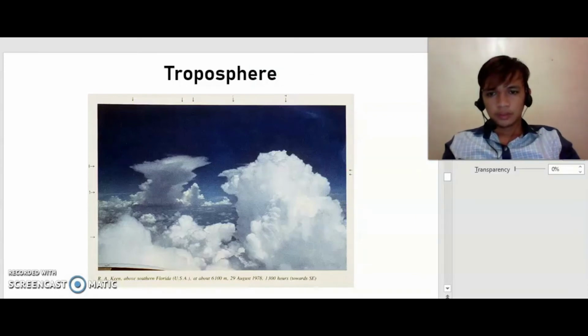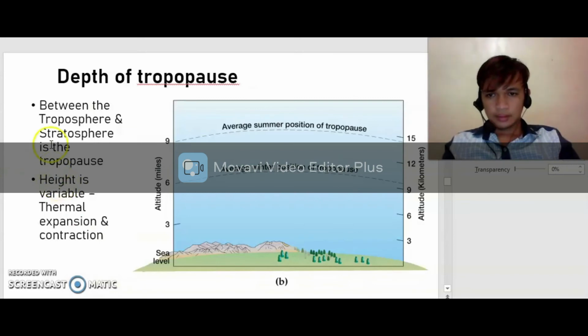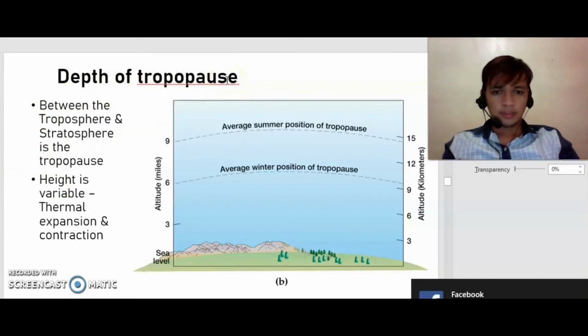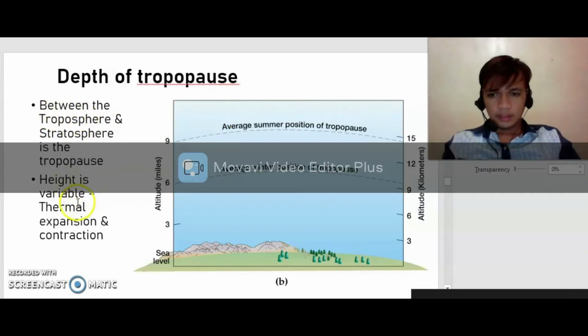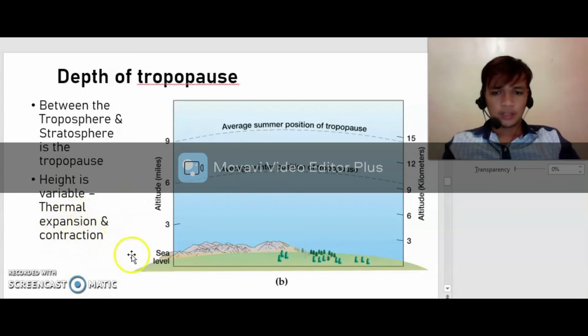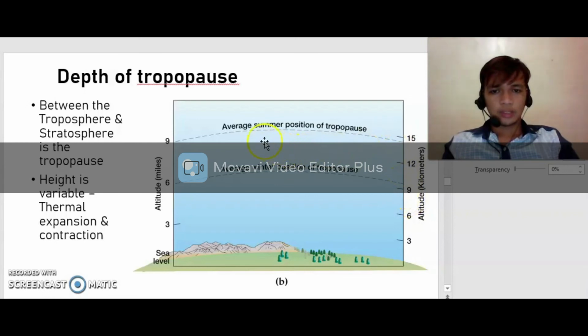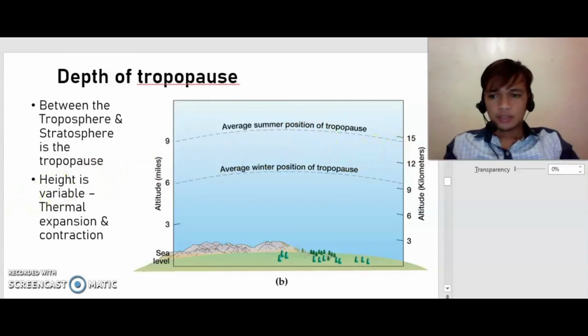You can see there almost all of the cloud formation. All right, the depth of the tropopause. This is just after, or this is the border between the troposphere and the stratosphere. The height is variable. The height of the tropopause varies because of the thermal expansion and contraction. Okay, all right. So, and the average position of the tropopause, it lies at around 9 kilometers altitude. And during the average summer position, tropopause expands up to about 15 kilometers altitude.